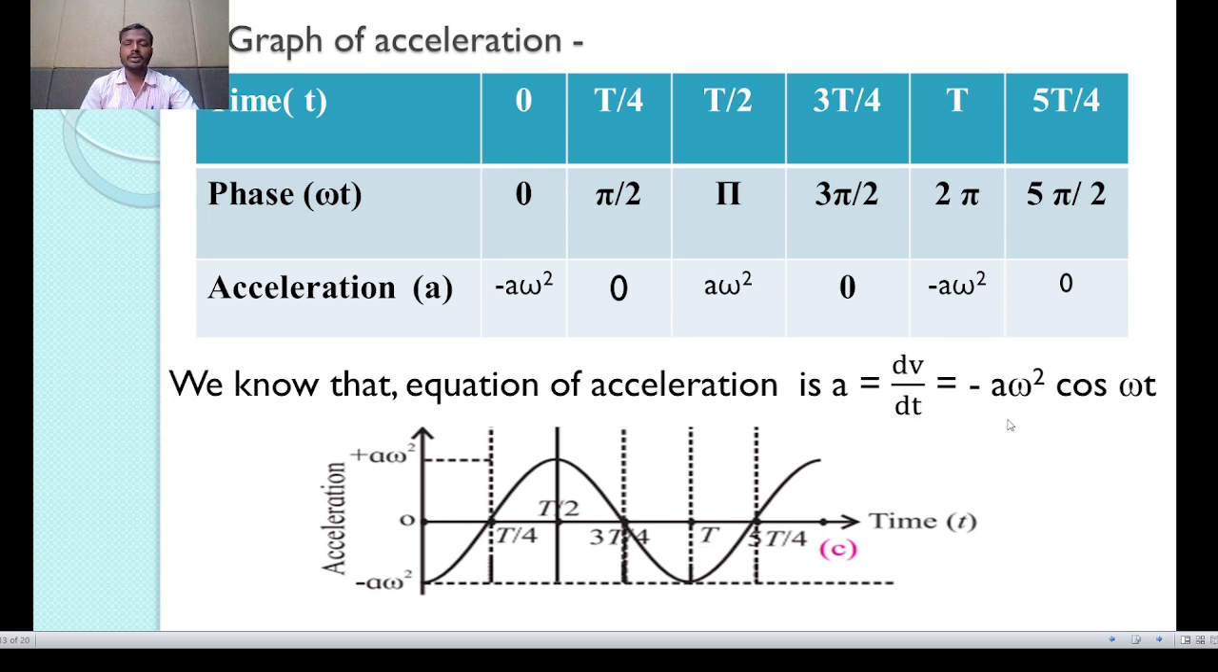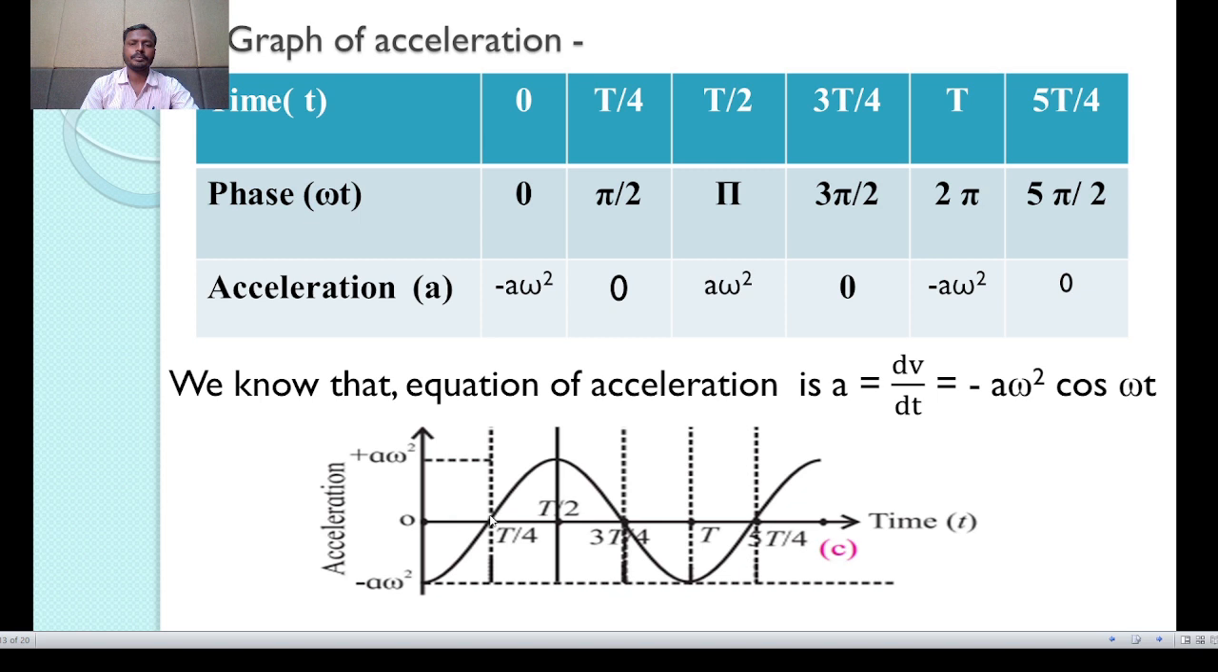Now the next point is, when the particle starts from extreme position, the equation of the acceleration a is equal to minus Aω² cos ωt. When the time is 0, the phase becomes 0, cos 0 is 1, acceleration is minus Aω². The point is here. When the time is T divided by 4, the phase becomes π divided by 2, cos π by 2 is 0, 0 multiplied by minus Aω², 0. Therefore, the acceleration becomes 0.